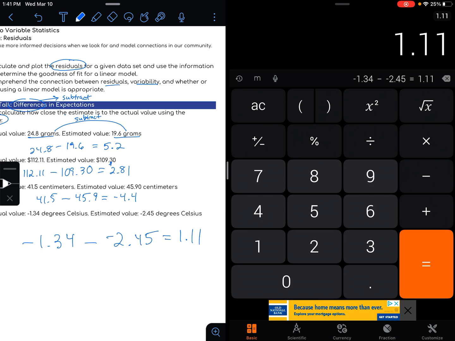So we said the difference was about 1, right? So 1.11. Notice that negative 1 degree is actually higher than negative 2.45 degrees, right? Negative 1 degree would be warmer than negative 2 degrees because it's closer to 0. So that would make sense that we get a positive difference there. Okay, so I just want you to keep that in mind today, that we're going to be thinking about the difference between the actual values and the estimated values as we look at our linear models and scatter plots.